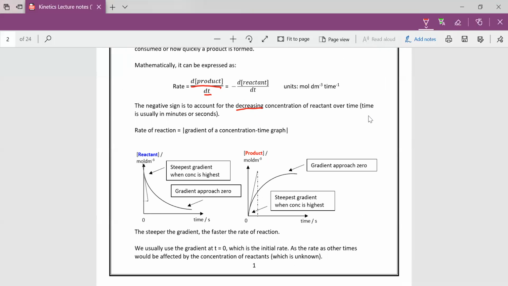Okay, so now we have this particular graph, in which the concentration is plotted against time. You can either monitor the reactant, which is decreasing, or the product, which is increasing. The steeper your gradient, the faster the rate of change. You can see right at the start, the initial rate is always going to be the steepest gradient, because after the initial part, the concentration will be decreasing for the reactant. For the product, it will be increasing.